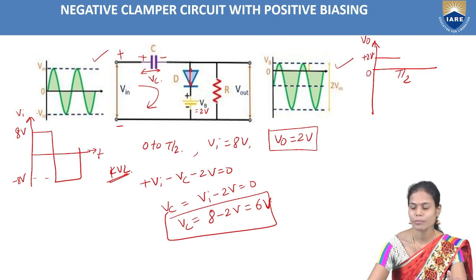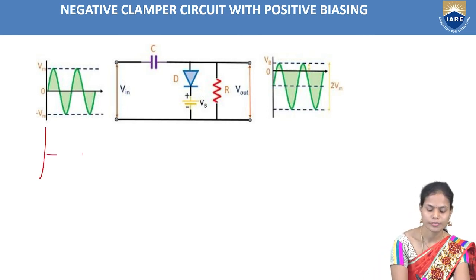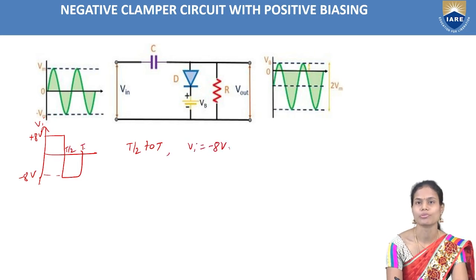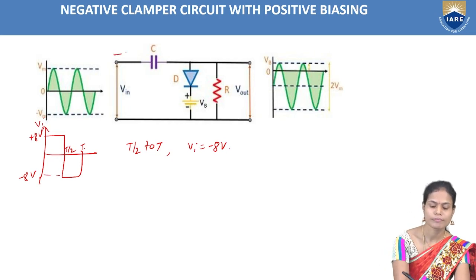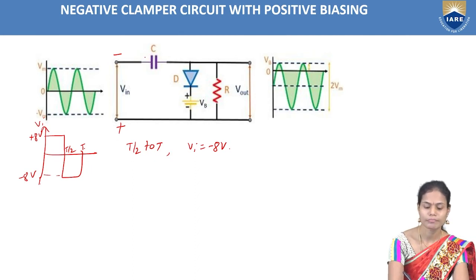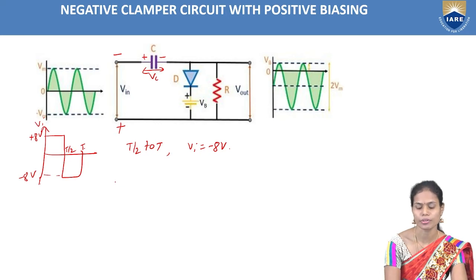Similarly, I am considering the same circuit again to see the operation for the next half cycle. I am taking my input waveform plus 8 volts, minus 8 volts. Now from T by 2 to T, the input voltage is minus 8 volts. So here is minus polarity and here is plus polarity. And the capacitor polarity will not change. Why? Because we consider the discharging time of the capacitor to be after 5 time periods of the input waveform.